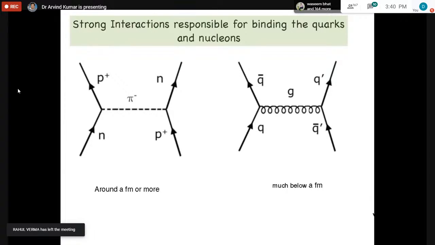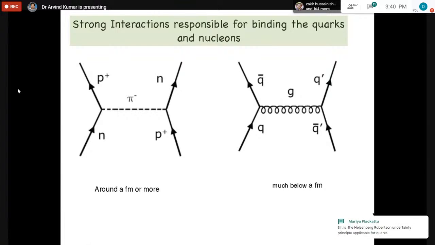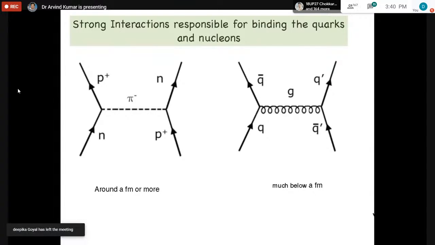And they interact amongst themselves by exchanging particles called gluons. These are 8 in number. And this conserved quantity is called color charge. Actually, this is something called a color charge.